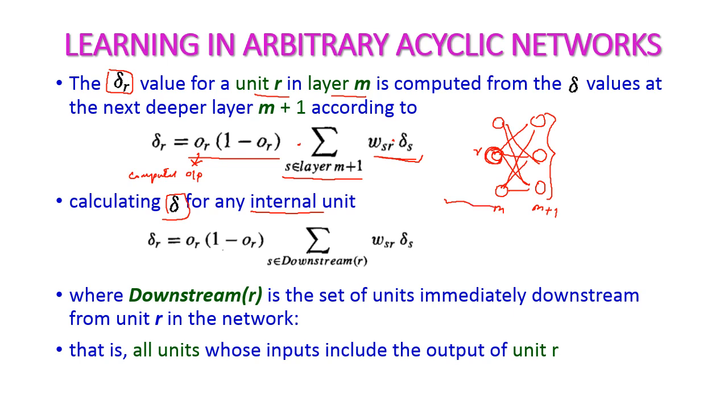So for any internal unit, the same formula: delta R is equal to OR into 1 minus OR, multiplied by summation of S belongs to downstream of R, of WSR into delta S. Here downstream is nothing but the set of units immediately downstream from the unit R in the network. Here, all the units whose inputs include the output of unit R. See, for every unit we have the input as well as output.